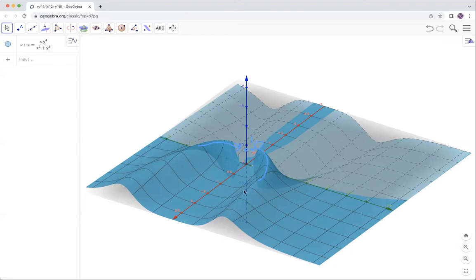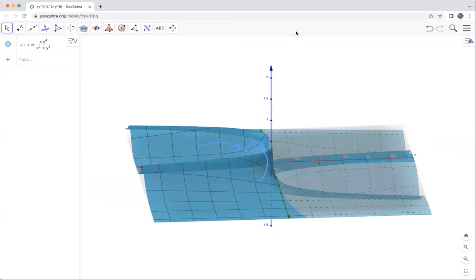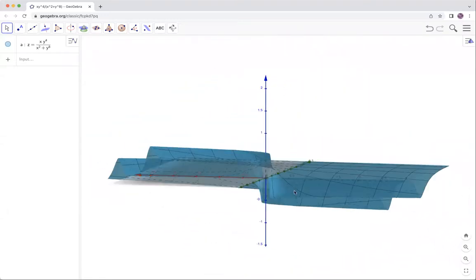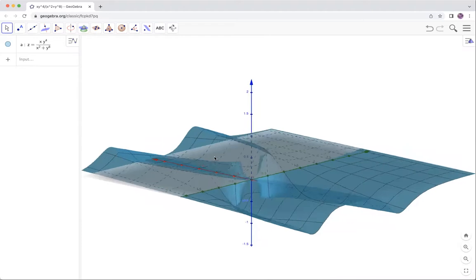Now I'm going to try to look at this from the bottom. Oh, I have to clear that one out. And now I'm looking at the bottom, and I approach from the path on the bottom right there. And this time around, it approaches -0.5.